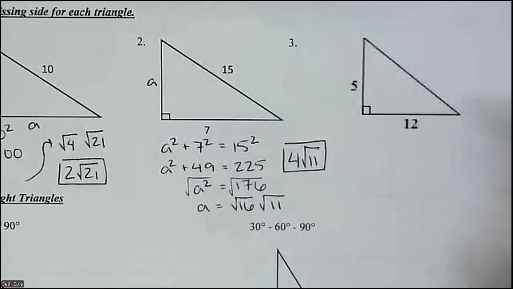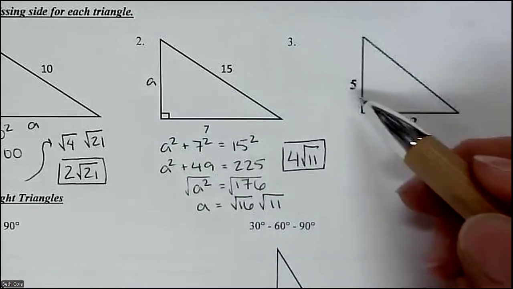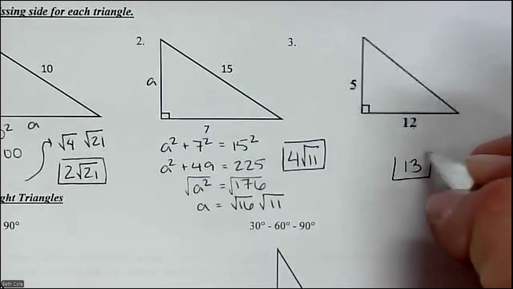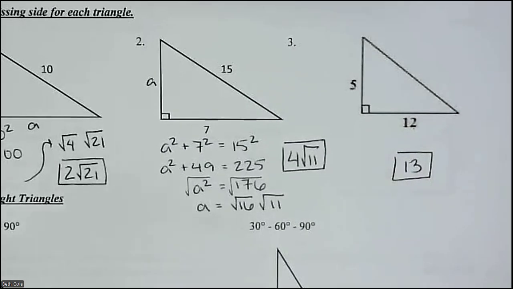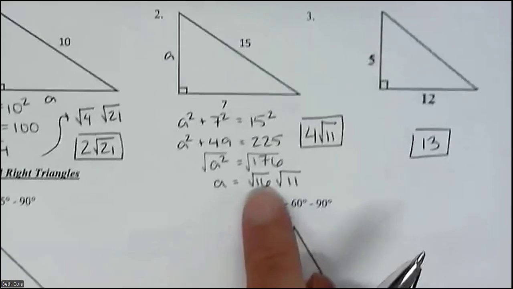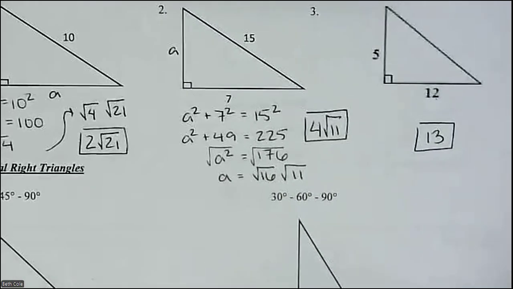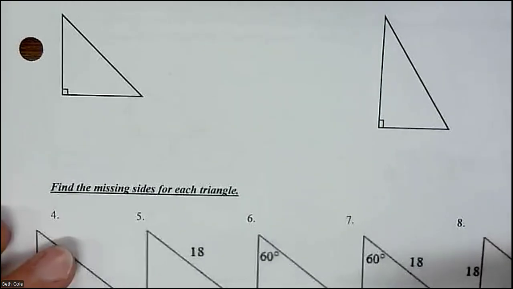All right, and then this one, we should not have to do any work. It is 5, 12, 13. And see, that's where those come in handy, it saves you work. You only have to do work if you don't know the answer. 16 times 11 is 176. We just split it. Yeah, we just had to crank the gears.